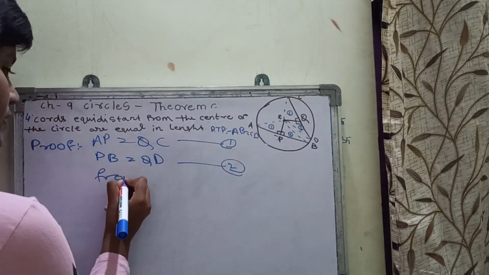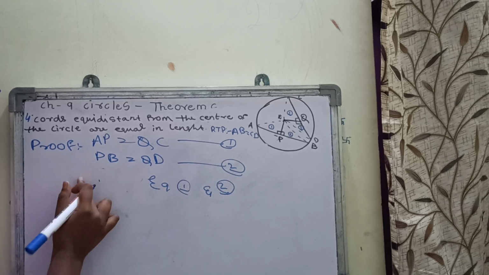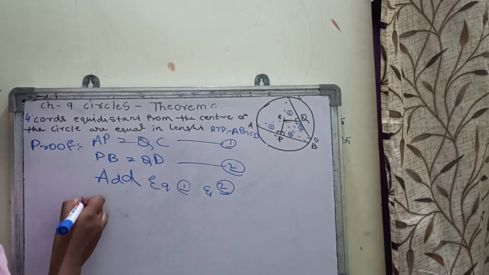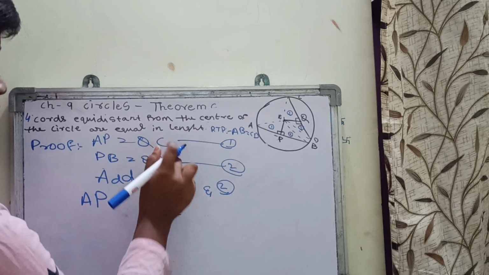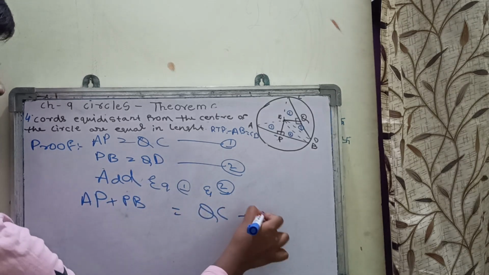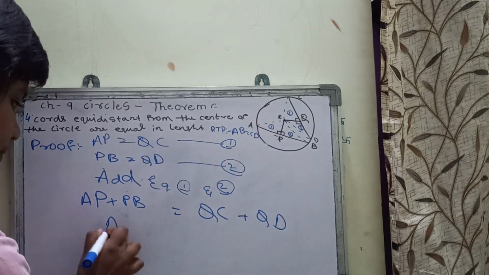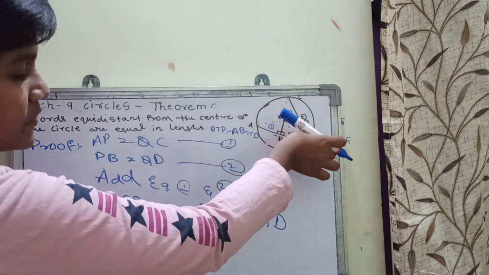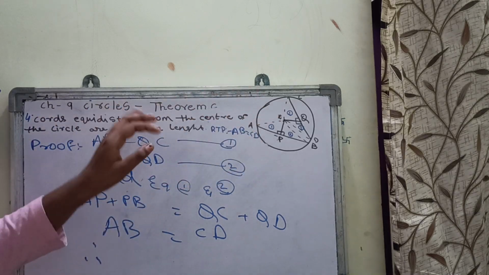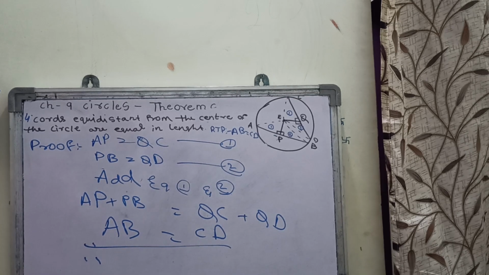From equation 1 and equation 2, we need to add them. AP is equal to QC, plus PB is equal to QD. After adding AP plus PB, what did you get? It's AB. After adding QC plus QD, what did you get? It's CD. So therefore, the chords equidistant from the center of the circle are equal in length. That is, AB is equal to CD. Hence, we proved the fourth theorem also.